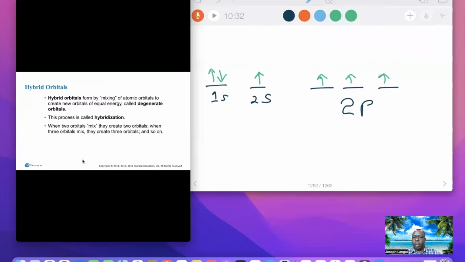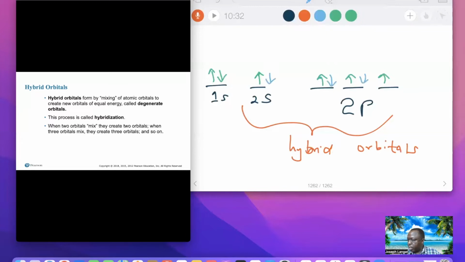So here are the hybrid orbitals. These are now hybrid orbitals, and they are now available to form chemical bonds with hydrogen. This is hydrogen, this is hydrogen, this is hydrogen.